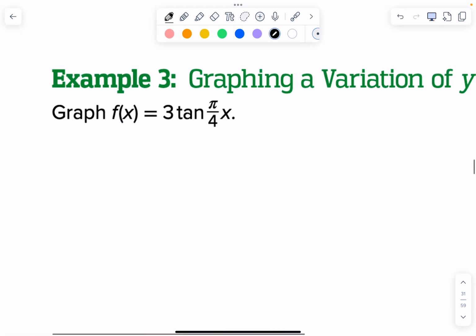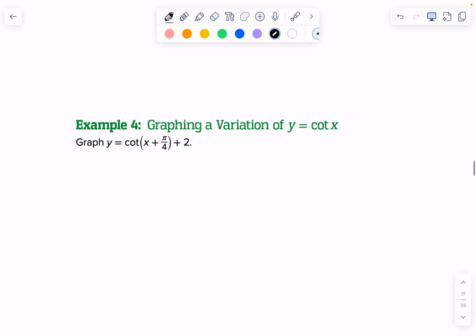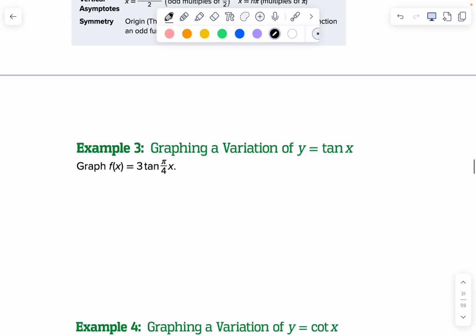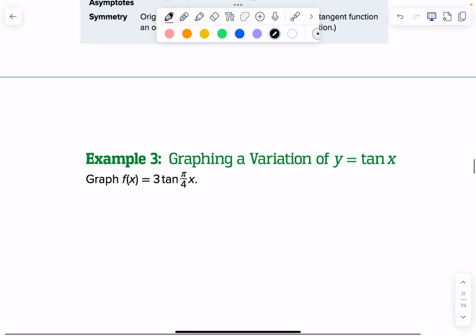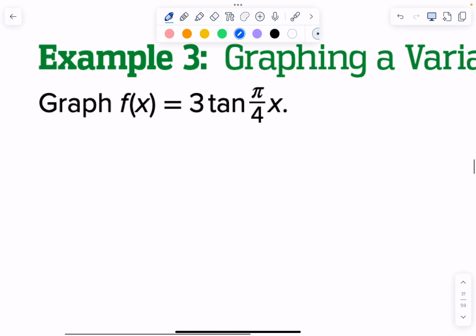Amplitude is 3. Go to example 3. Graphing a variation of tangent. Oh, we only have these 2 left. Awesome, I love it. Okay, so we still have amplitude. What comes after amplitude? Period. What comes after period? Phase shift. What comes after phase shift? Vertical shift. It's A, B, C, D.